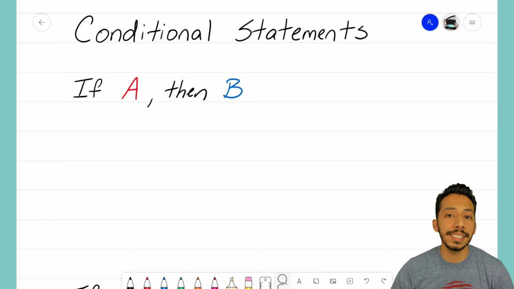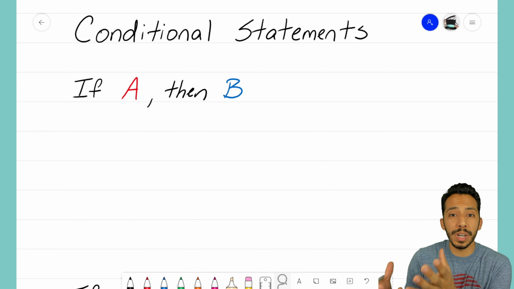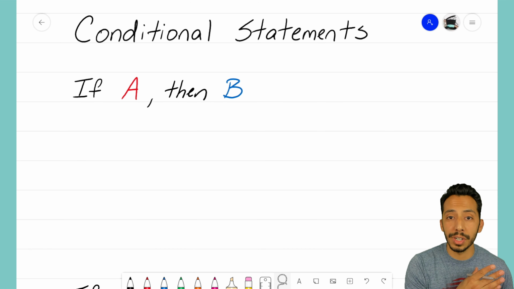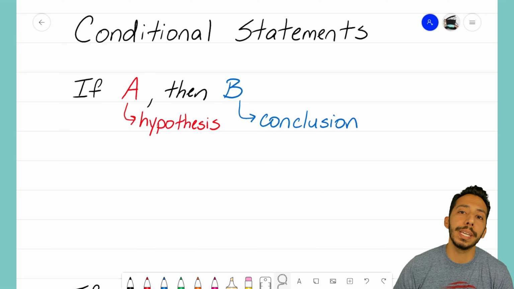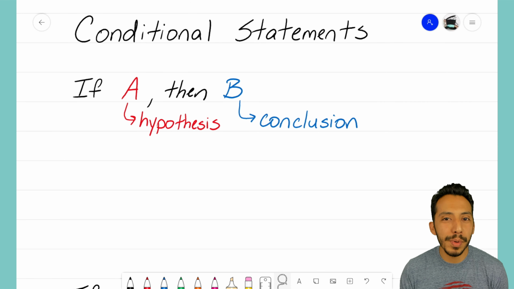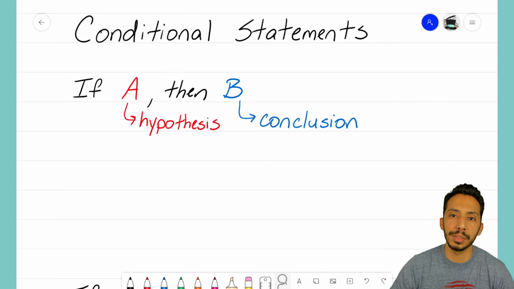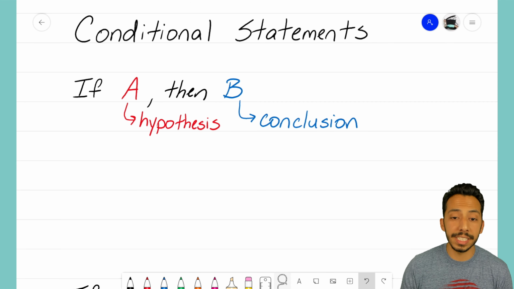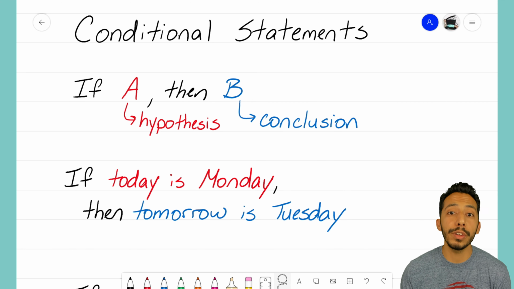I like to think of if-then statements sort of like a cause and effect. If you have this thing, whatever it is, this happening, then this is going to occur. What we do is call that A and B the hypothesis and the conclusion. You're probably familiar with those terms, but again, it's just talking about if you have this, then this is going to happen. Now we can jump into an example of a conditional statement and then talk about whether it's a true statement or a false statement.